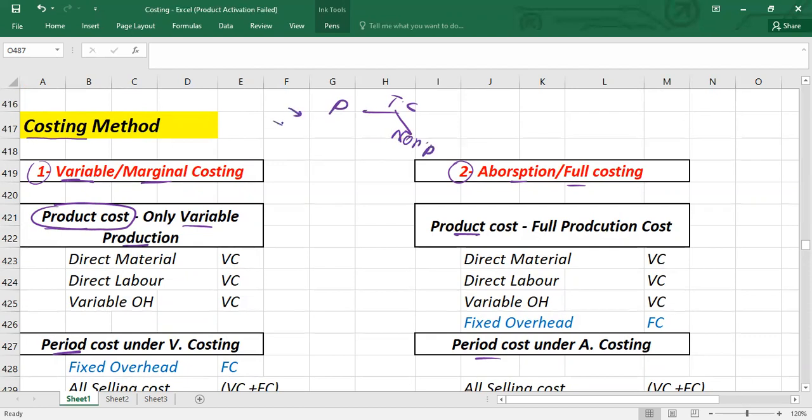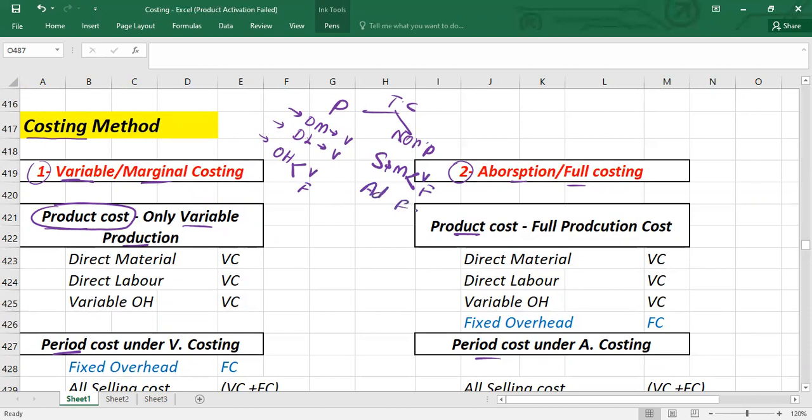In production, we have three categories: direct material, direct labor, and overheads. I told you direct material is variable cost, direct labor is variable cost, and overhead could be variable or fixed. Non-production could include selling and marketing cost, which could be variable and fixed also, and it also includes administration cost, which is fixed cost.